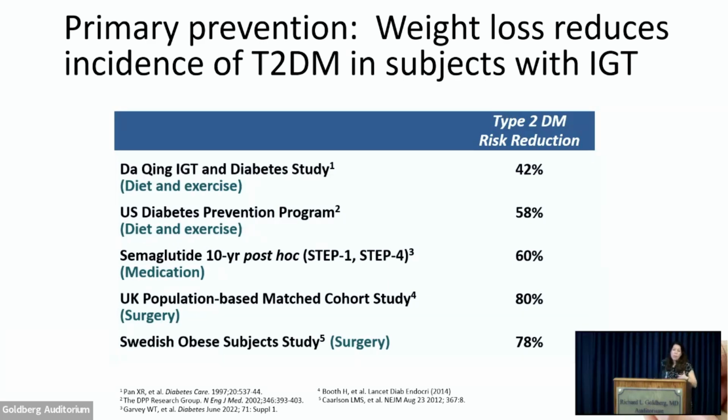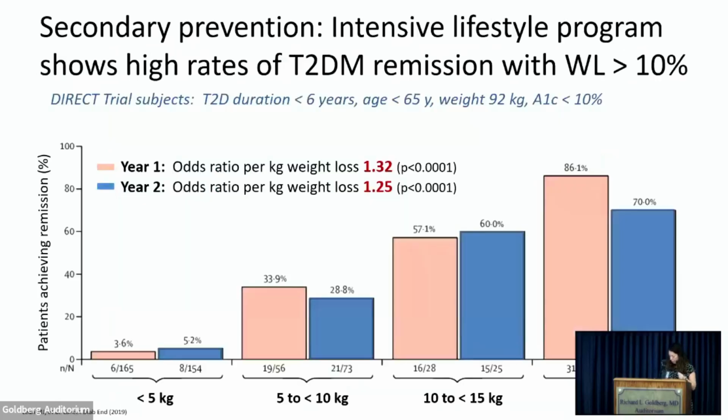And a lot of that, when we look at failure rates for medical and surgical therapy, has a lot to do with having fat within the pancreas and within the liver. Folks who have that higher amount are the ones who fail the most, thinking back to that first slide that I showed you. And secondary prevention works as well.